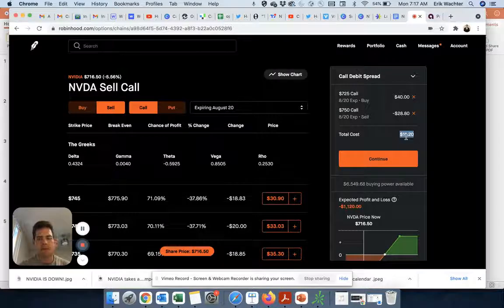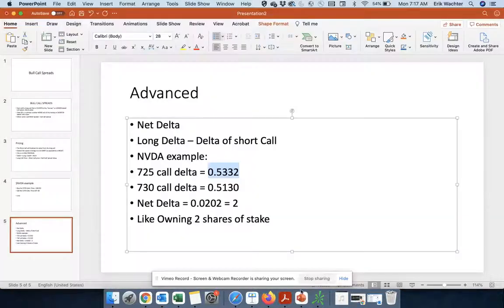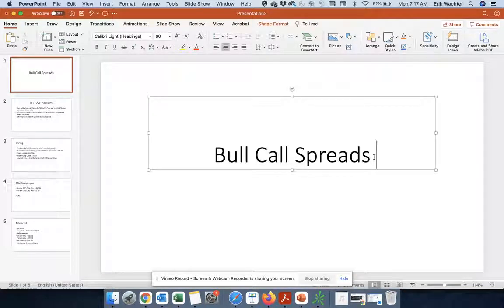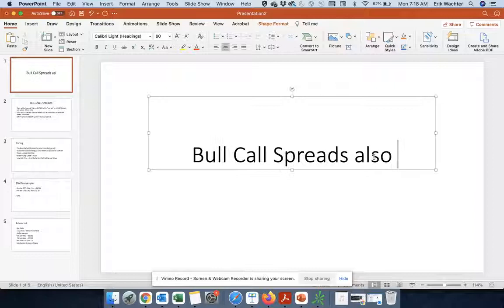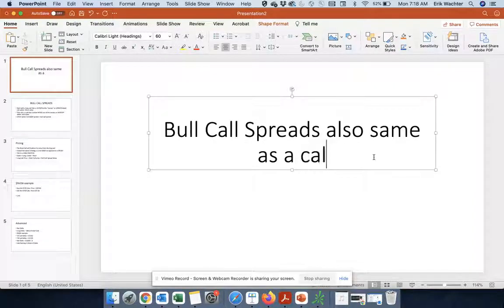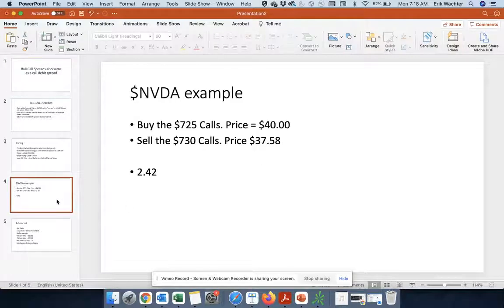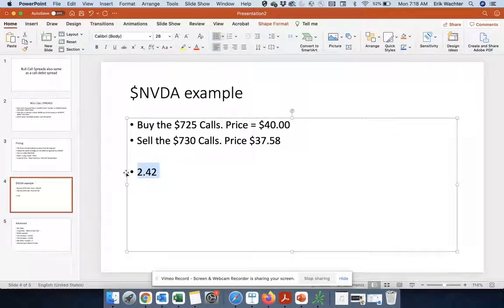So that's it. That is what a bull call spread is. I hope that makes sense. A bull call spread is also the same as a call debit spread, because when you subtract the two, you're getting a net debit.